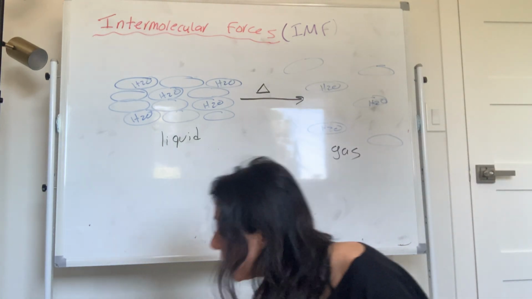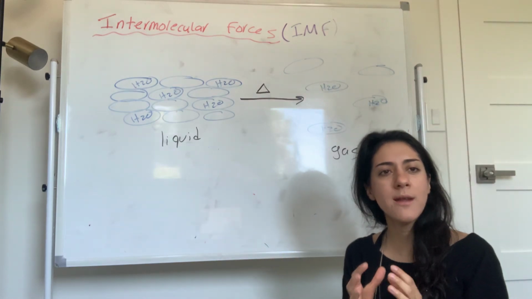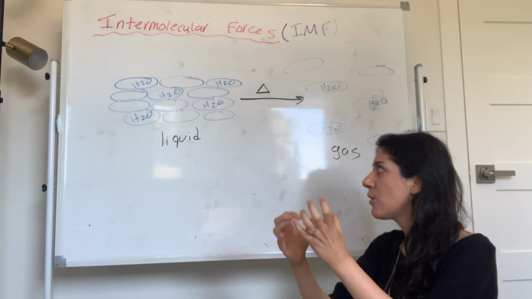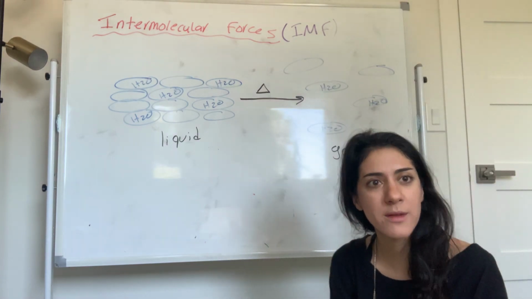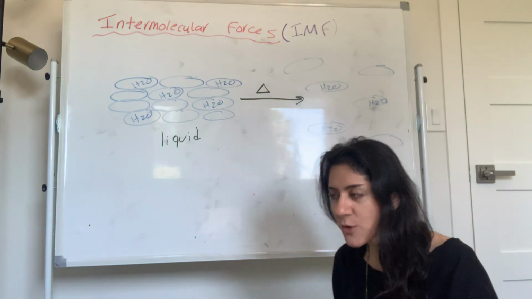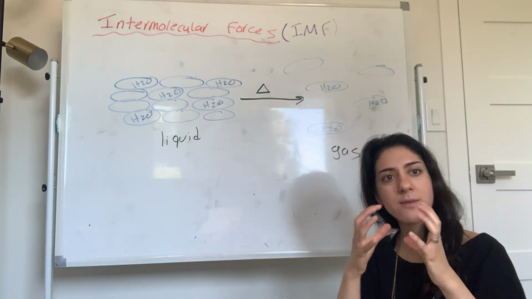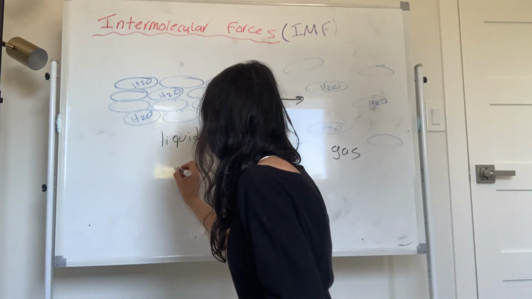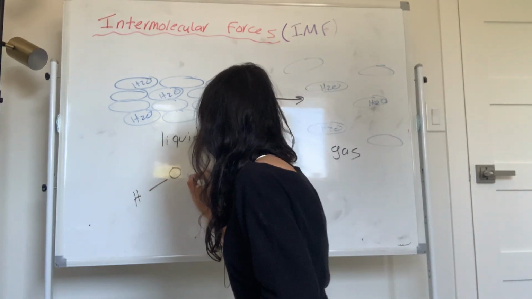When you heat up water, you are breaking the intermolecular forces between the water molecules. You're not breaking any bonds. You are not breaking any covalent bonds. The covalent bonds of the water molecule, let me show you what I mean by that. So here is the Lewis structure.